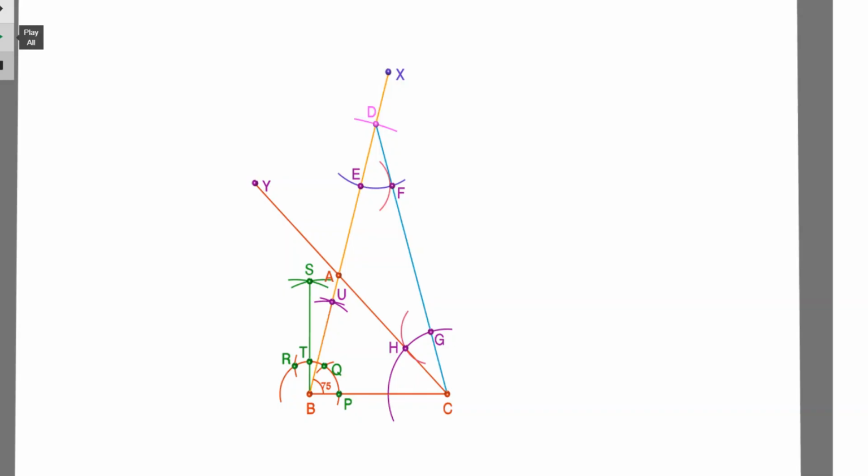We'll learn how to construct a triangle when its base is given, one base angle is given, and the sum of its other two sides is given. So we have to construct a triangle given its base, a base angle, and sum of other two sides. Now let us draw a triangle ABC in which base BC is 7 cm, one base angle B is 75 degree, and sum of other two sides AB and AC is 13 cm.